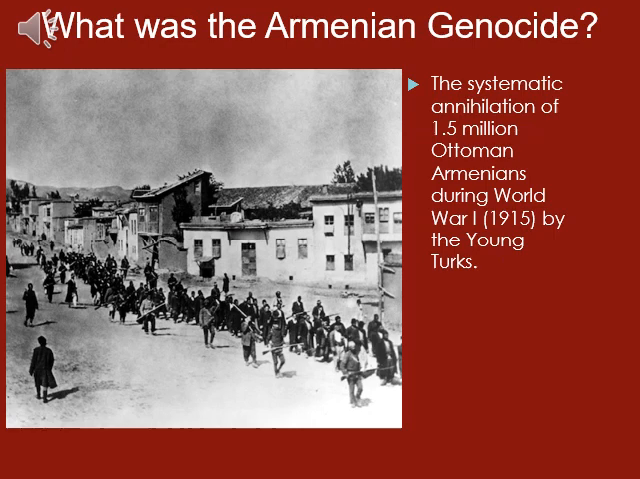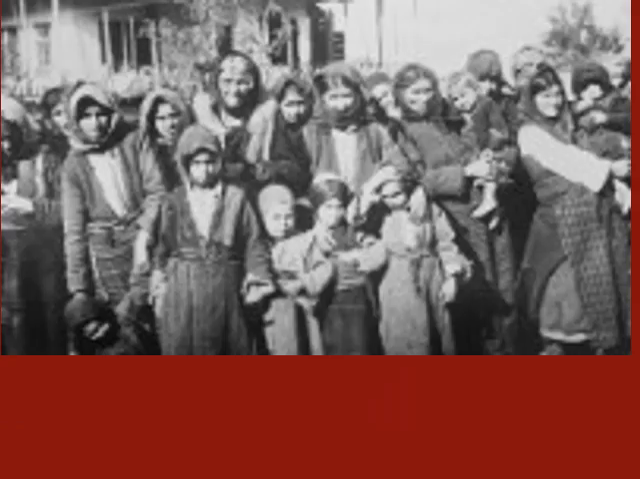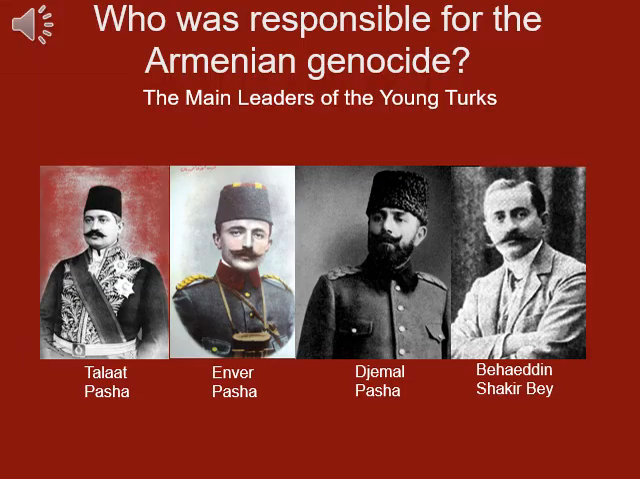So, what was the Armenian Genocide? This was the systematic annihilation or execution of 1.5 million Ottoman Armenians during World War I by the Young Turks. These four men were the main leaders of the Young Turks: Talat Pasha, Enver Pasha, Djemal Pasha, and Behaeddin Shakir Bey.